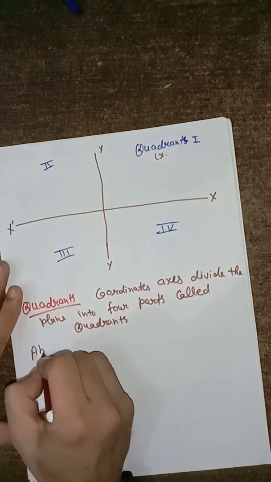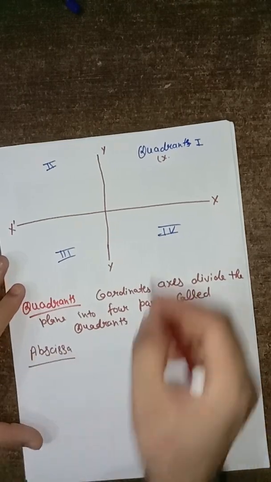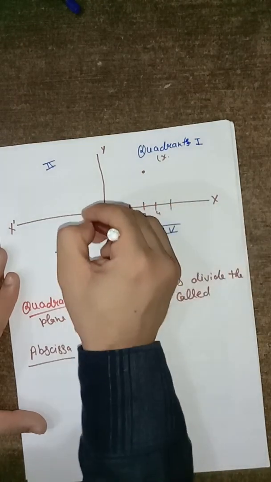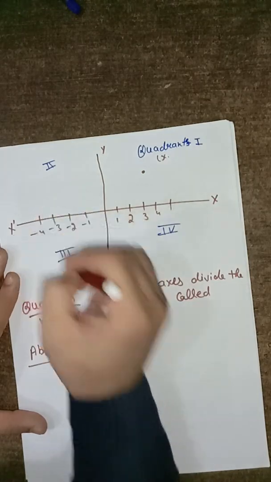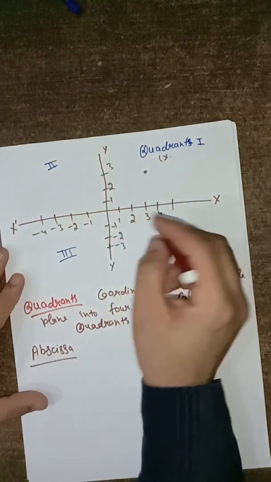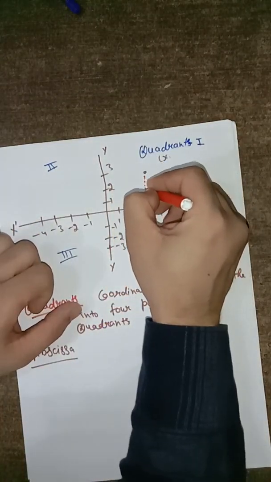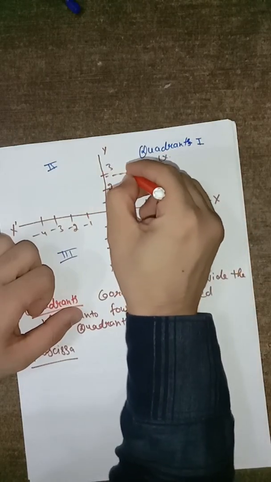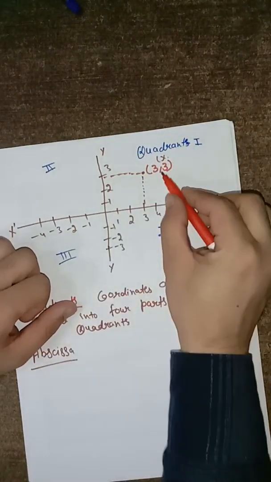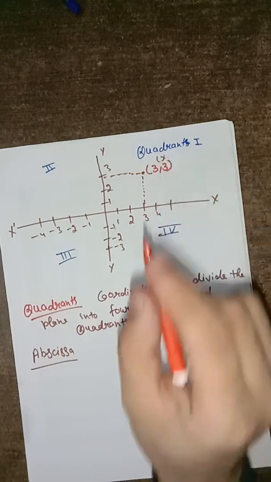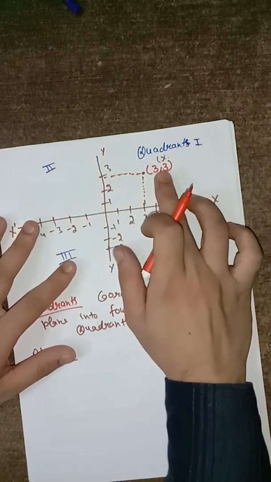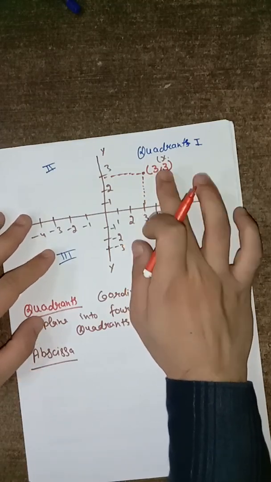Now what is the meaning of abscissa? If this is my point, say 1 2 3 4, and similarly -1 -2 -3 -4, -1 -2 -3, 1 2 3, then here x will be 3 units and also y will be 3 units. It means this is 3, 3. This is called coordinate. This 3, 3 is called coordinate. Always when we are writing coordinate, the first number will represent x and second will represent y. Means first will be x coordinate and second will be y coordinate.